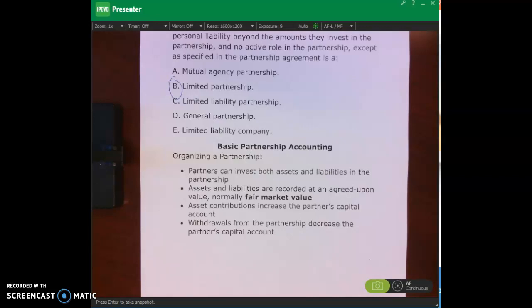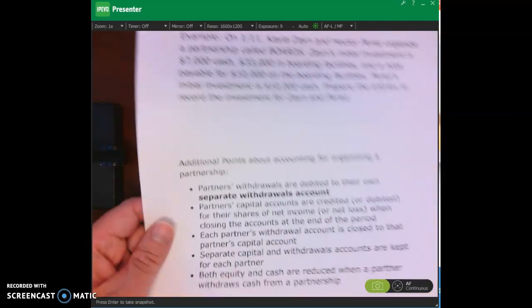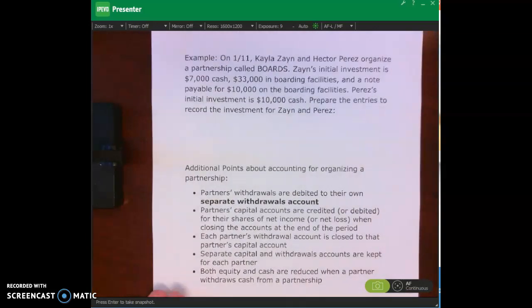Partners can invest both assets and liabilities into their partnership. When they're invested, they're recorded at their agreed upon value, which is typically the fair market value. Asset contributions increase the partner's capital account, and as we'll see, we'll also talk about withdrawals, which decrease the capital account. So let's look at an example where Kayla and Hector start a partnership.